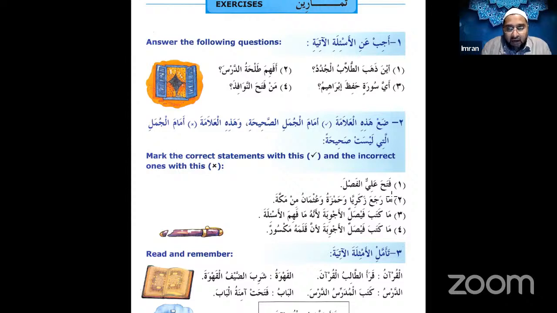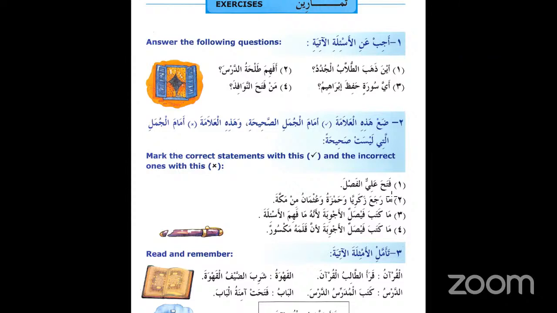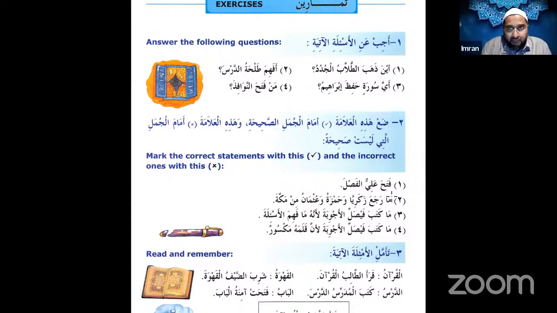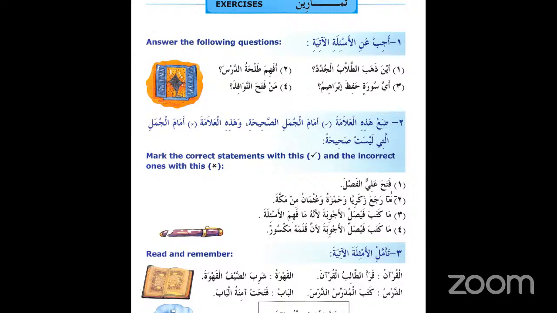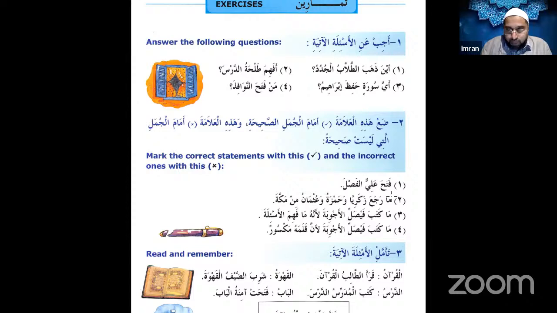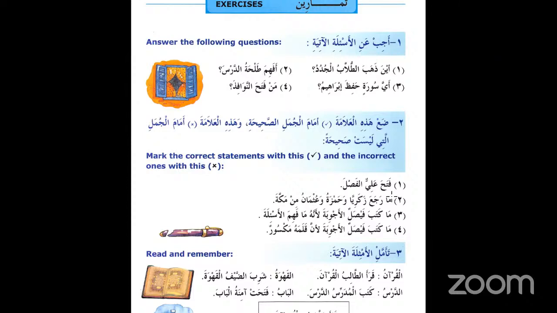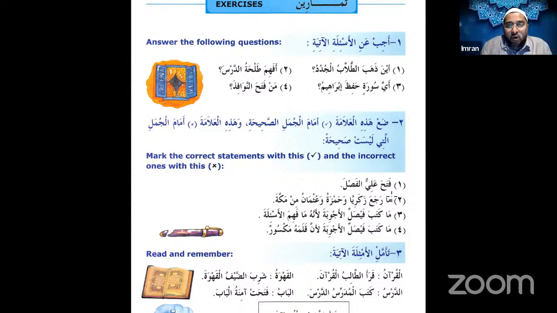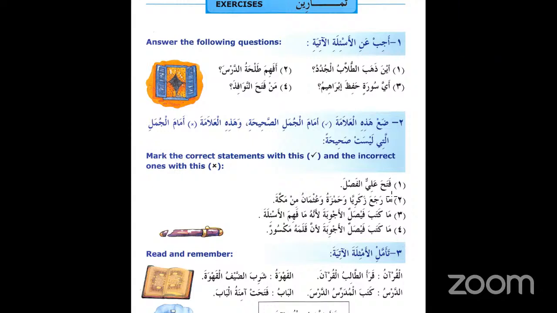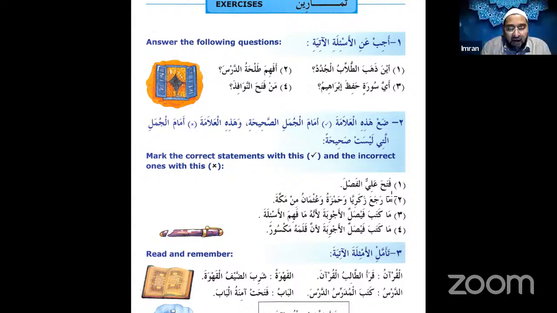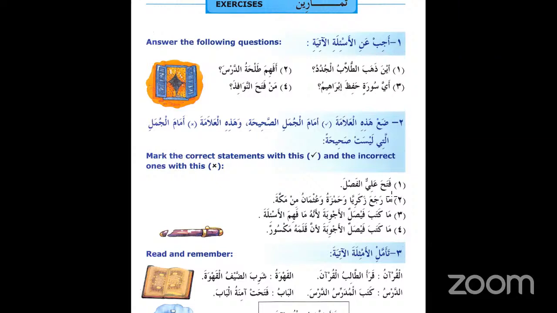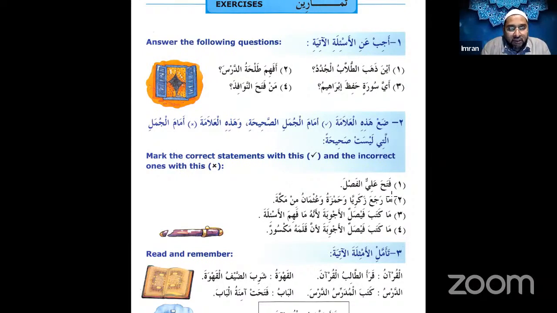La, you say la. La. Fataha Aliyun an-nawafida. So if I say la, it means no, he did not open, right? So if you want to make this a question, Hal Fataha Aliyun al-fasla? La. Fataha Aliyun an-nawafida. Correct. Sister Shabana, next question.